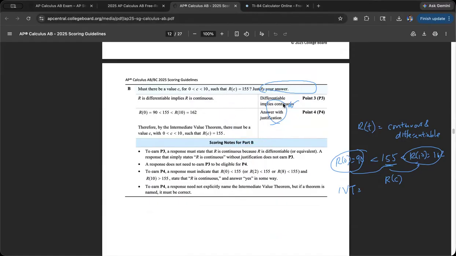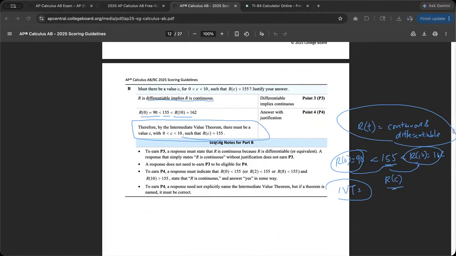Let's erase this for you guys so we can read it. Okay. R is differentiable implies R is continuous, right? Continuous and differentiable. Our answer with the justification with our intermediate value theorem: there must be a value C such that it is in between. There we go. Okay, so points 3 and 4 here, we got all of that by showing our equations and our justification.